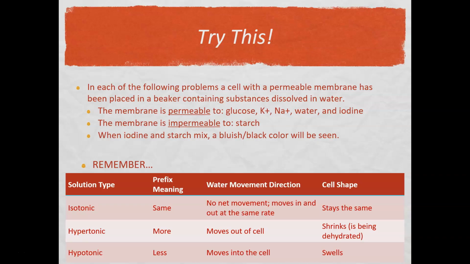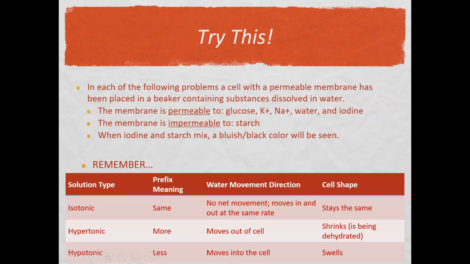So for each of the problem sets that we're going to work on, there's a couple of things that we're going to remember. We're going to have a sort of pseudo cell, a permeable membrane that's placed into a beaker that's going to contain certain dissolved substances inside that membrane, as well as things outside in the beaker itself. Our membrane is going to be permeable to things like glucose, potassium, sodium, water, and iodine. All right, that's what we're looking at right here.